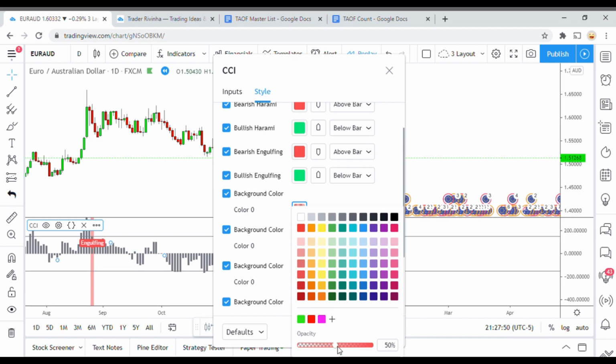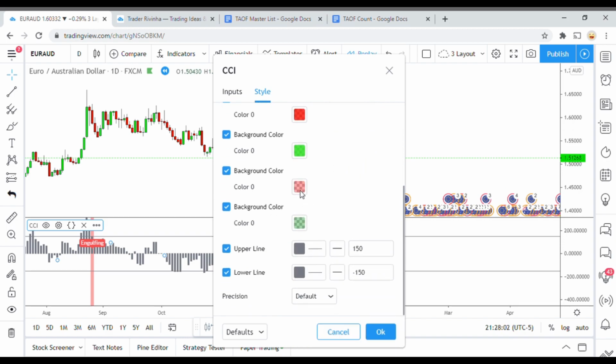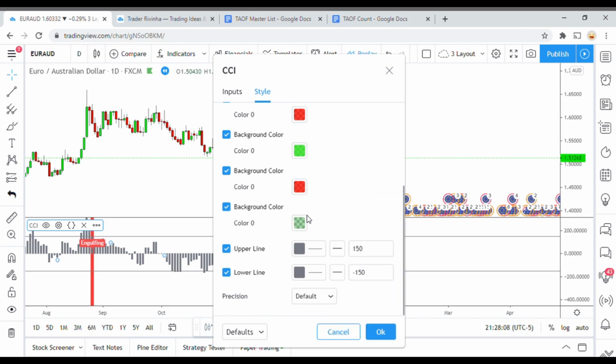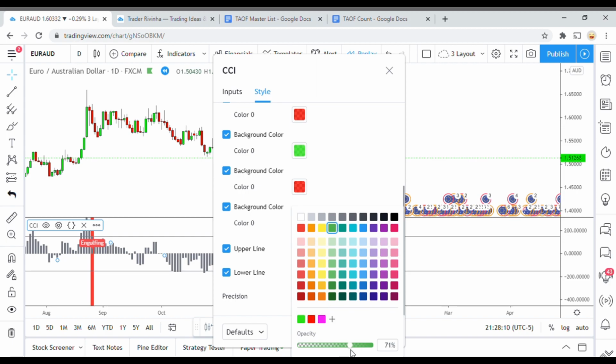I believe I can go in here and bump these up to 80. It just makes them a little bit easier to see.